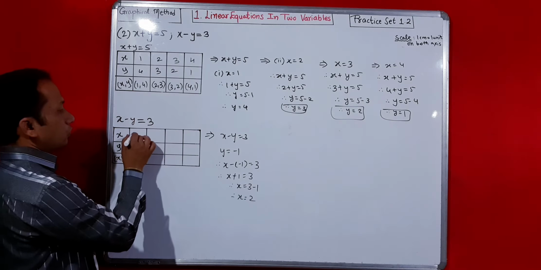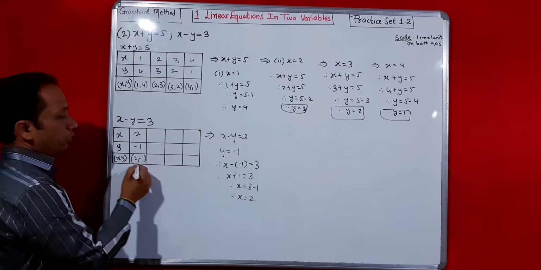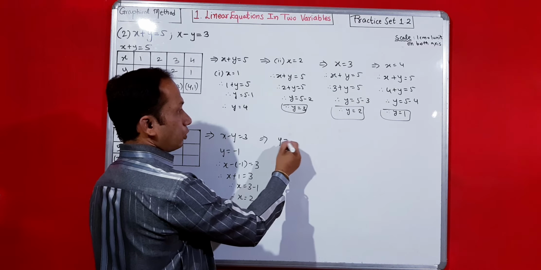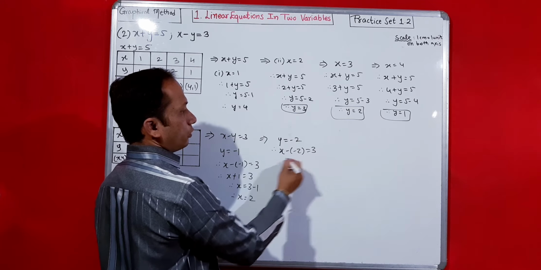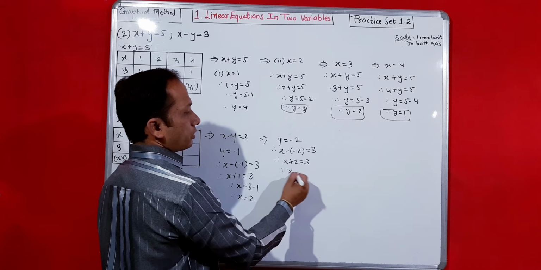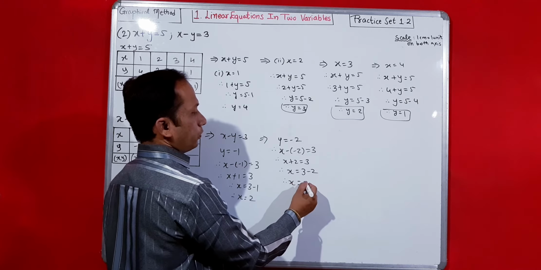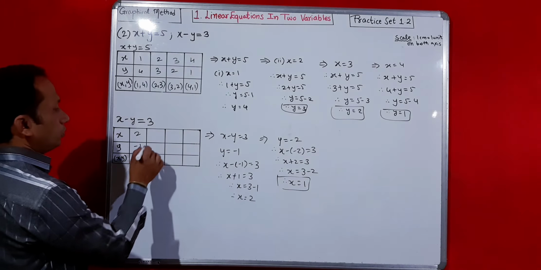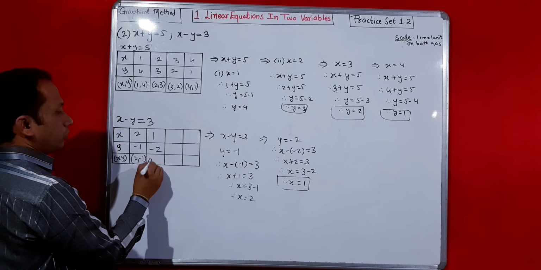Okay, so 2 and this is minus 1, 2 minus 1. Don't get confused, I have considered the y value. So y is equal to minus 2. So x minus minus 2 is equal to 3, x plus 2 is equal to 3, therefore x is equal to 3 minus 2, therefore x is equal to 1. So minus 2, 1. Okay, 1 and minus 2, 1 minus 2.